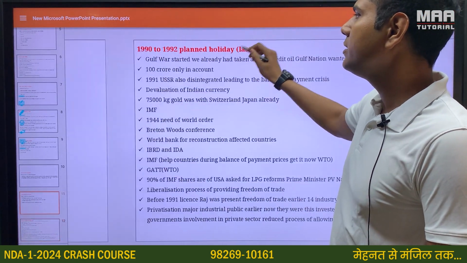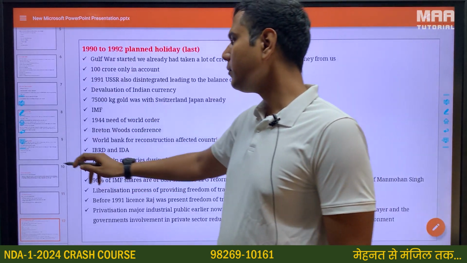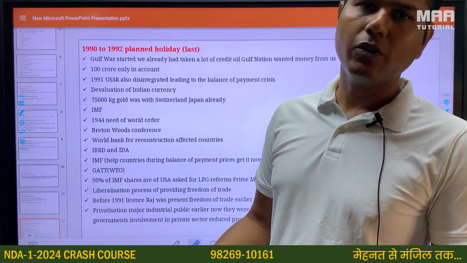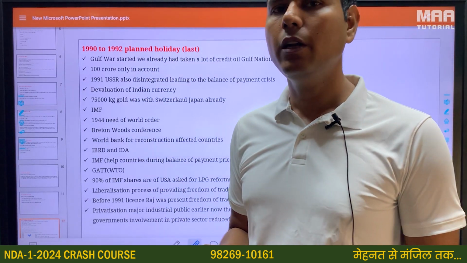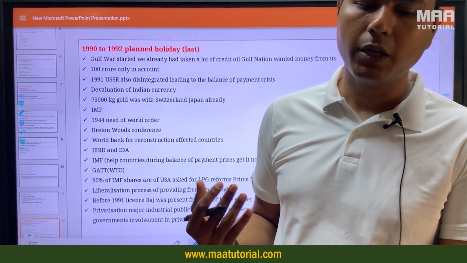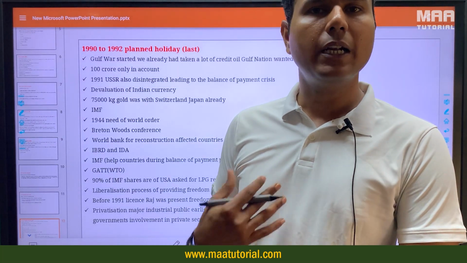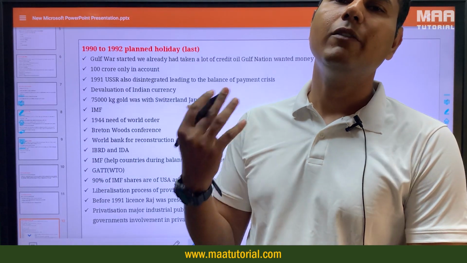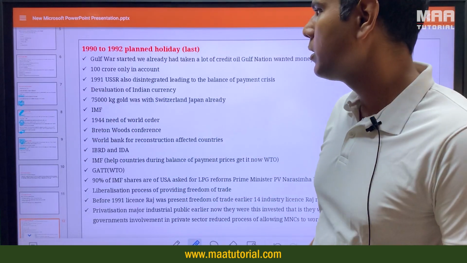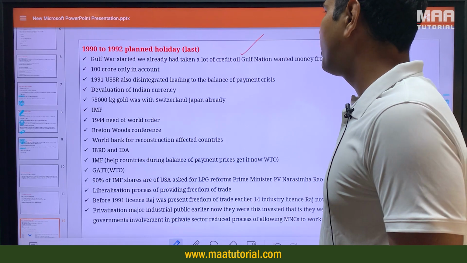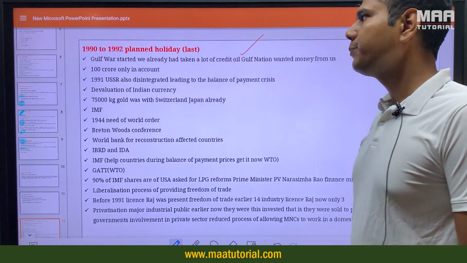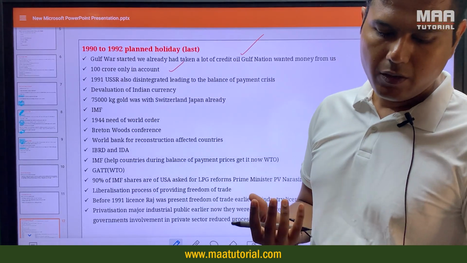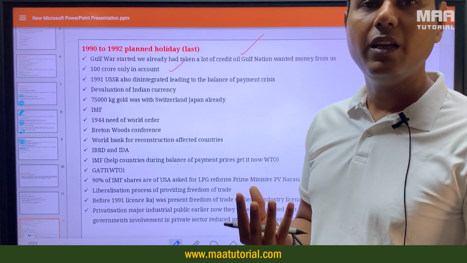See, the Gulf War started in this period, and once the Gulf War started, our good friends of the Gulf, who had helped us a lot by giving us fuel or petroleum on credit, started asking for the money which we owe them. They wanted that money back so that they could invest in the war. So because of the Gulf War, the situation also worsened. We only had 100 crore rupees in our foreign exchange, which is a very small amount.